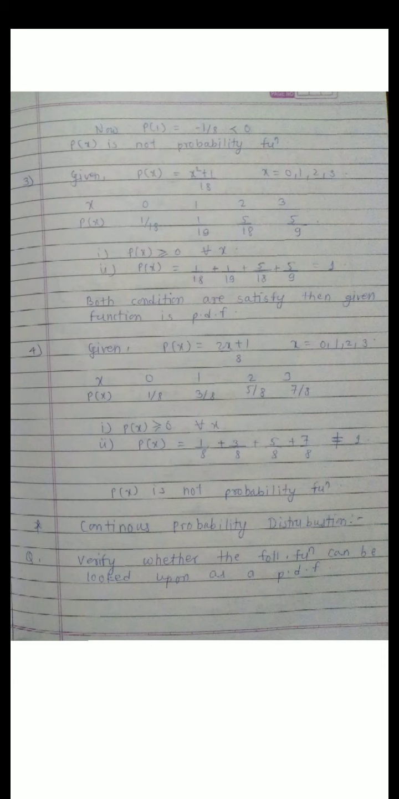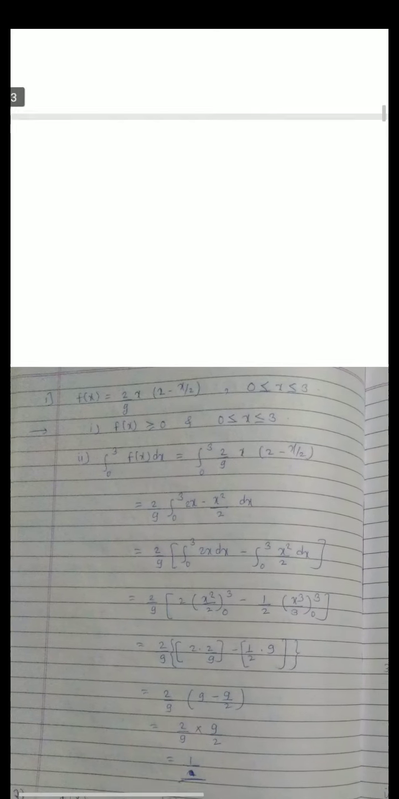Now we are going to study some examples related to the continuous probability distribution function. Verify whether the following functions can be looked upon as a PDF. Here first example is given that 2 by 9 into x into 2 minus x by 2, x between 0 to 2, 3 is given. This is given information. From that information we have to conclude that range of the integration is 0 to 3.